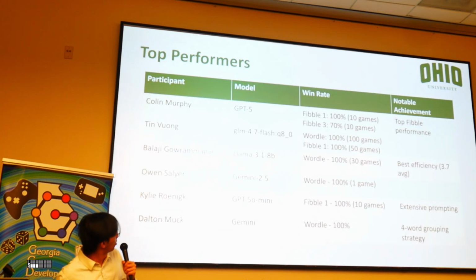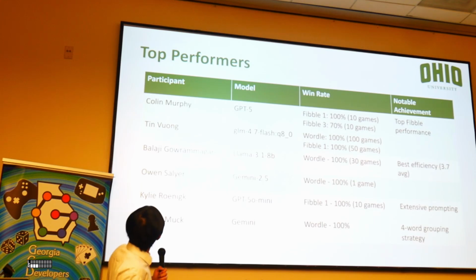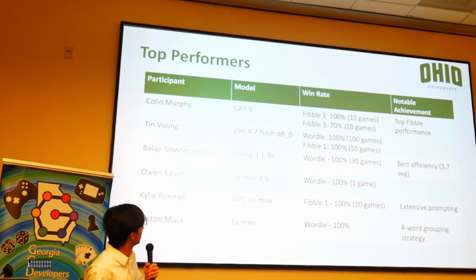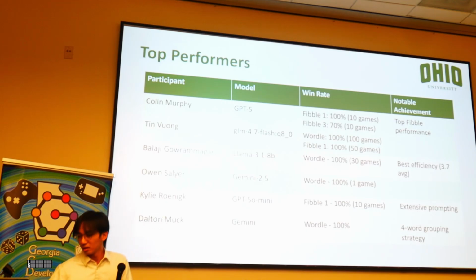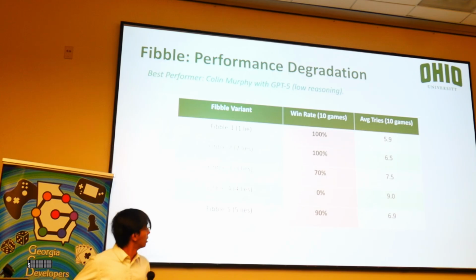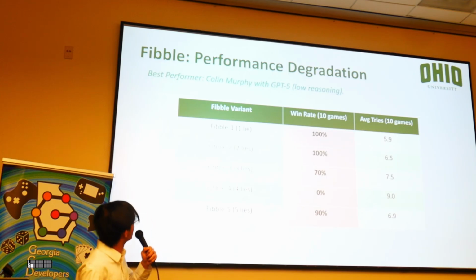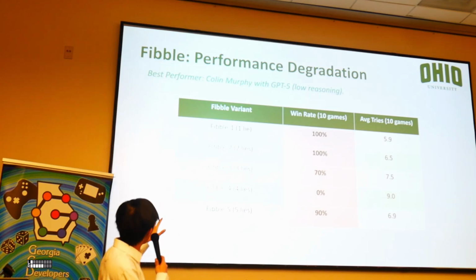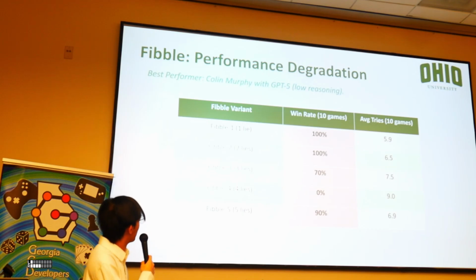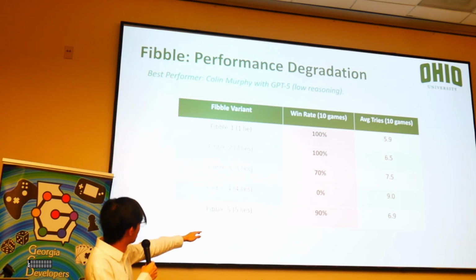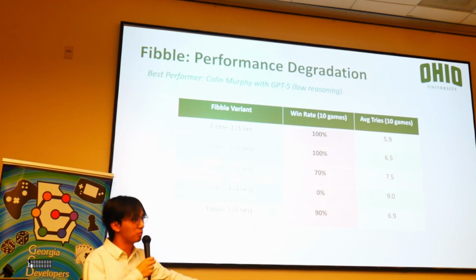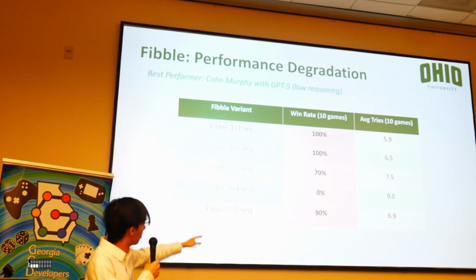And here are the top performers of the submissions. One impressive result in Fibble was from GPT-5 with low reasoning. As expected, when more lies are introduced, the performance degraded. But interestingly, when introduced with 5 lies, the model was able to solve it better than with 3 or 4 lies.